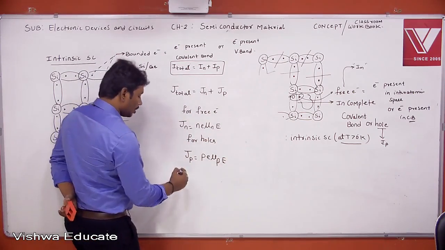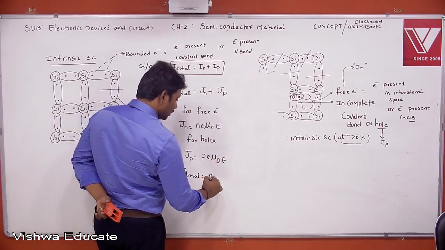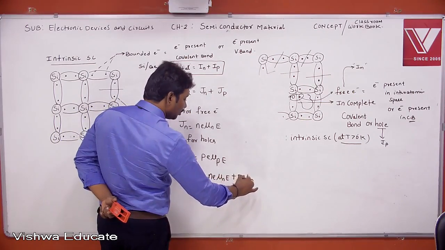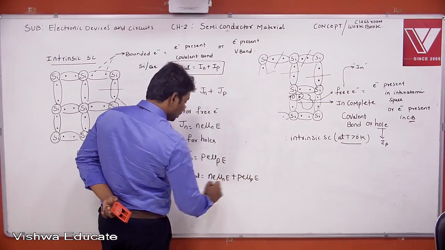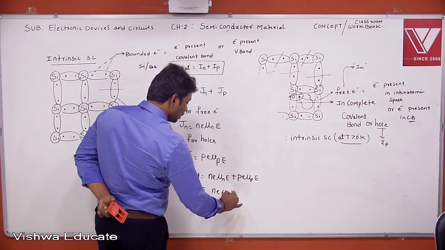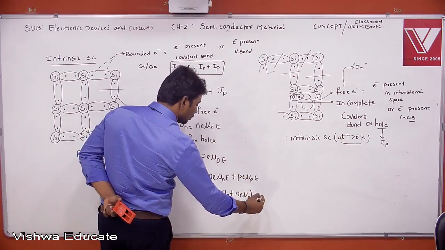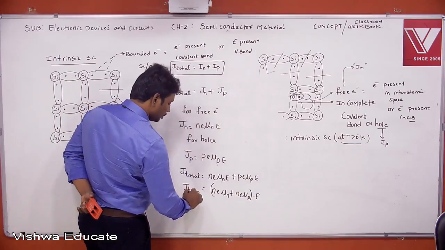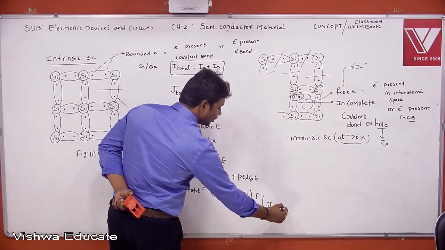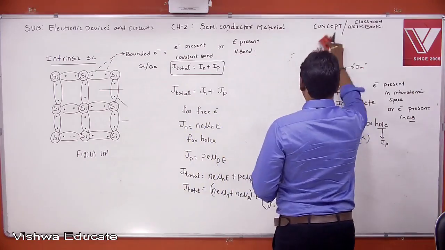Now, what will be J total here? J total equal to n e mu_n E plus p e mu_p E. Taking common, J total equals e times (n mu_n plus p mu_p) times E. This is the J total value. If you compare with J equal to sigma E, now what is the conductivity?